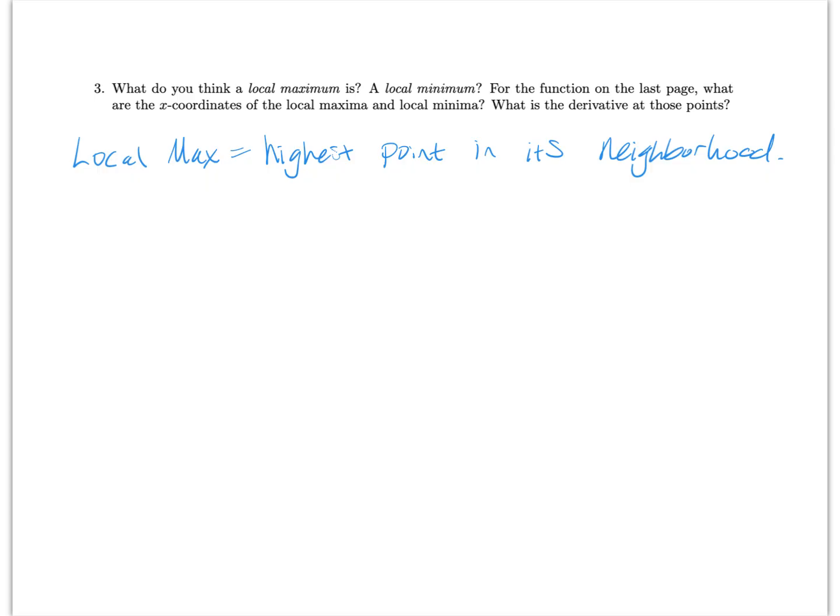i.e. the peaks in a mountain range. So it doesn't have to be the very highest point on a graph, just one peak in all the peaks of the mountain range. And a local min is the lowest point in its neighborhood, i.e. the valleys of the mountain range.